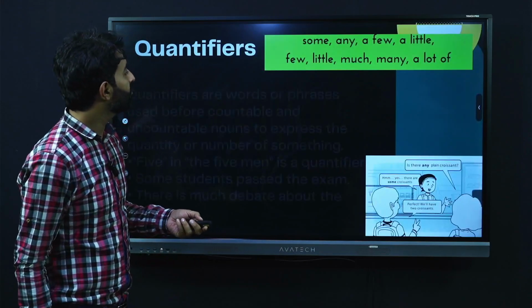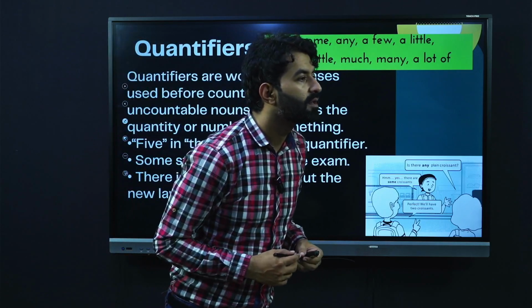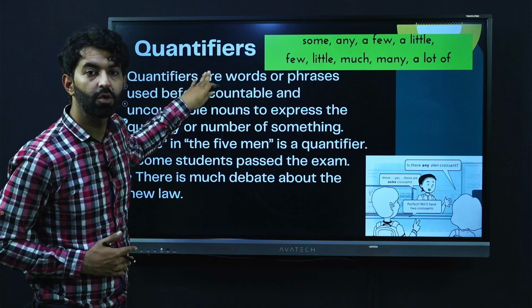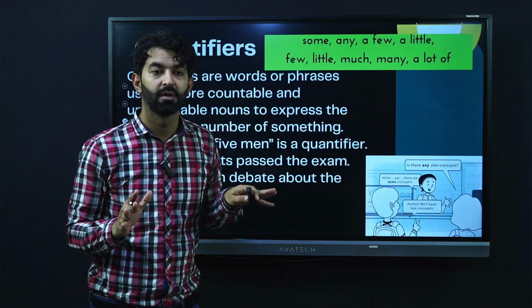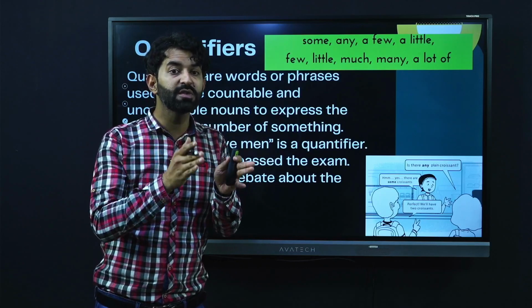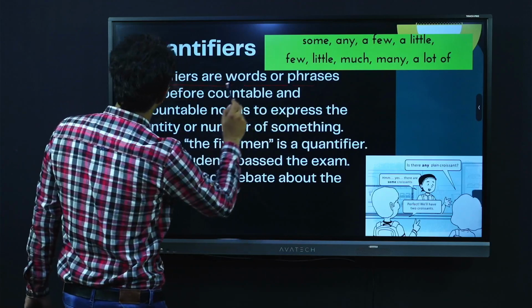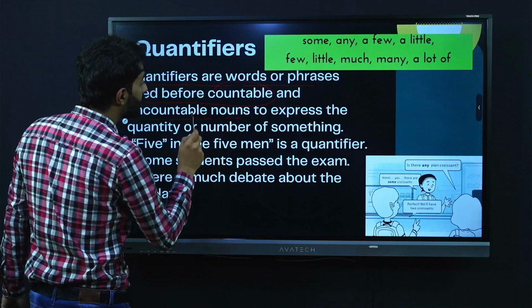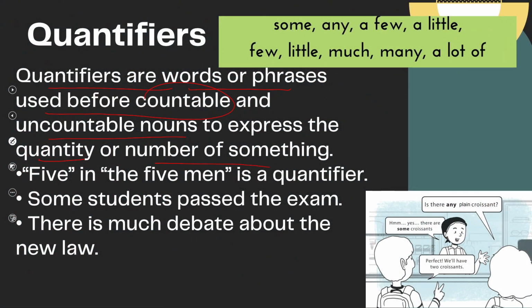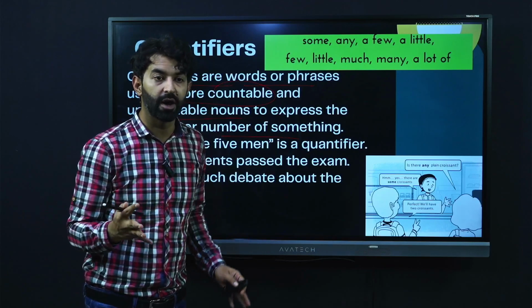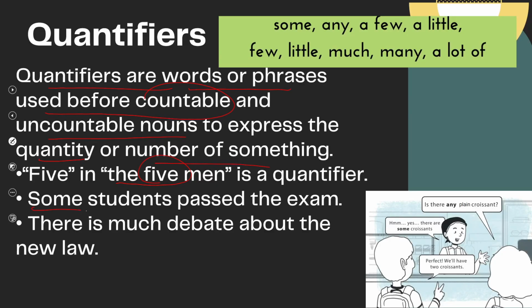Now we have some quantifiers. Yes, salt, milk, sugar. Very good answers. Now, we have something over here. They are called quantifiers. Why? When we are using some numbers with our nouns, let's see. Quantifiers are words or phrases used before countable and uncountable nouns to express the quantity or number of something. For example, the 5 men. What is 5? The number. And it is what we call a quantifier, right? Here, some is a quantifier, much is also our quantifier.